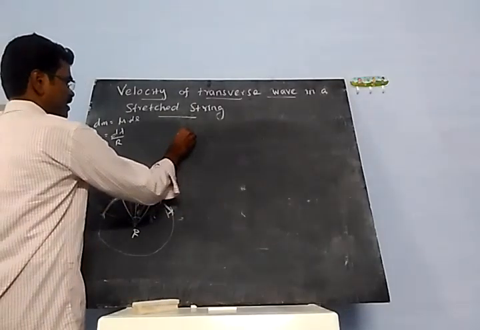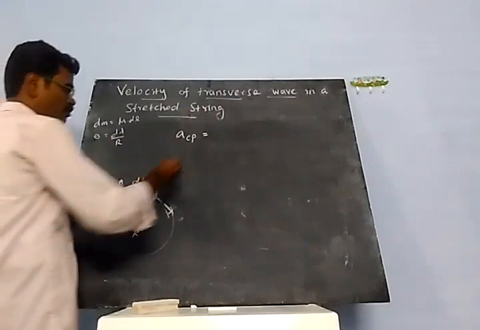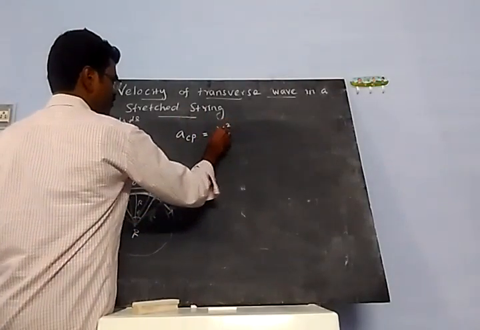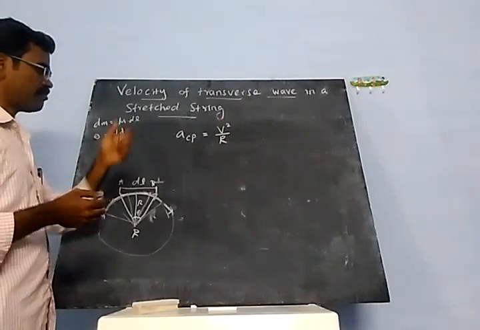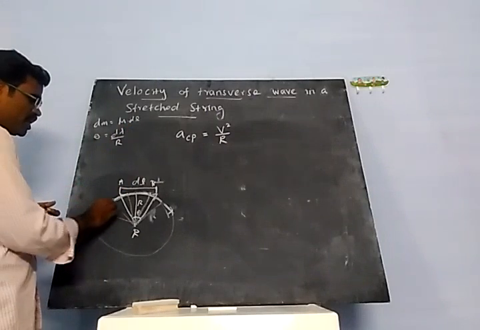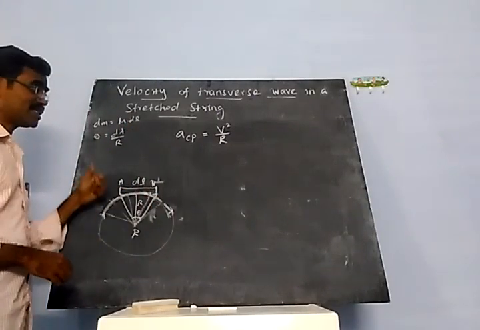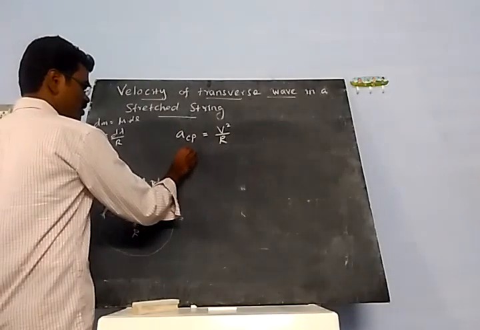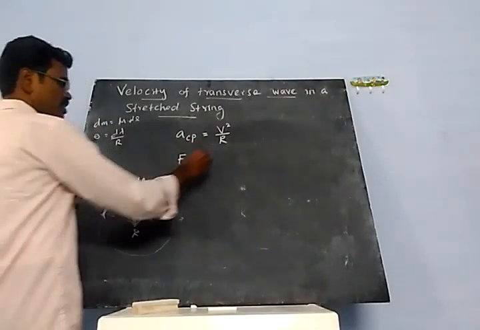So centripetal acceleration a_cp is equal to, already we know the formula. What is the formula? v squared by r. Centripetal acceleration is equal to v squared by r. And we are giving the one force, then only it will be moving. Suppose that force is called a centripetal force. So that centripetal force F_cp is equal to, what is the formula?